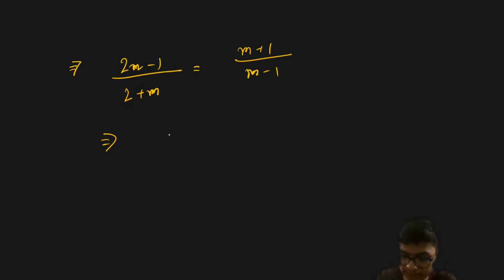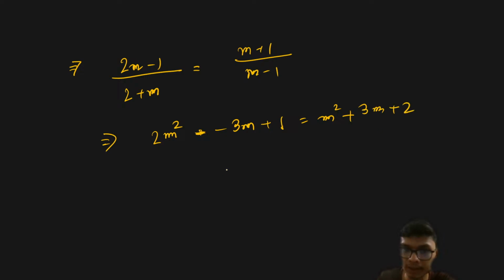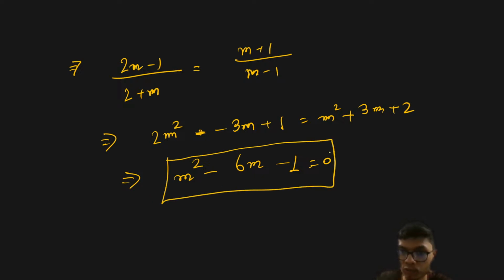So if you just cross multiply and take it, we will get 2m square minus 3m plus 1 is equal to m square plus 3m plus 2, right? So from here you can simplify and you get a quadratic in m, and that is basically going to be m square minus 6m minus 1 is equal to 0, right? And now if you recall, in any quadratic equation, if we have two roots as m1 and m2, because we already used the m1 m2 notation, so let us call this m1 dash and m2 dash.